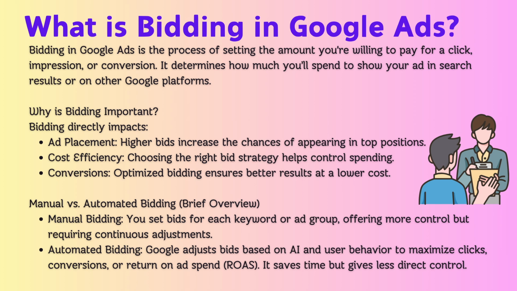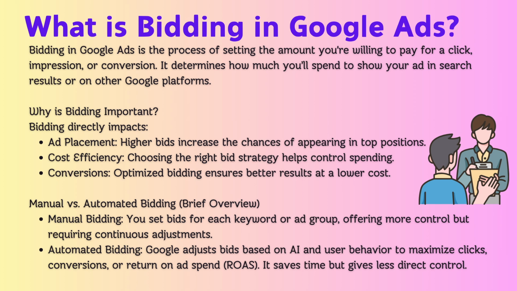So there are two types of bidding. One is manual bidding and the other is automated bidding. I'll give a brief overview about it now. Manual bidding is where you set bids for each keyword or ad group, offering more control but requiring continuous adjustment. Like you need to give your bid and change it regularly based on the data you get.